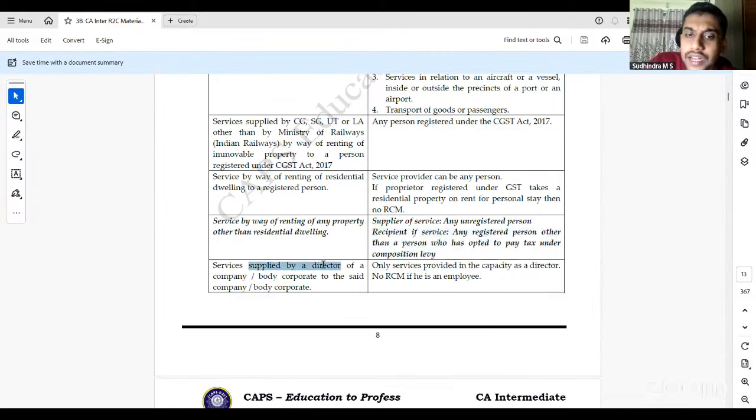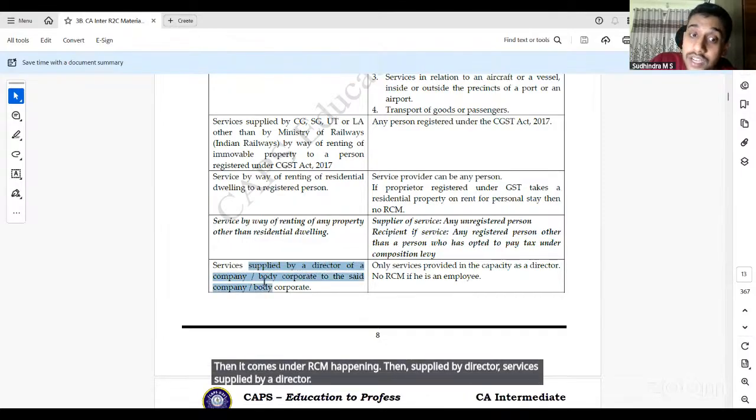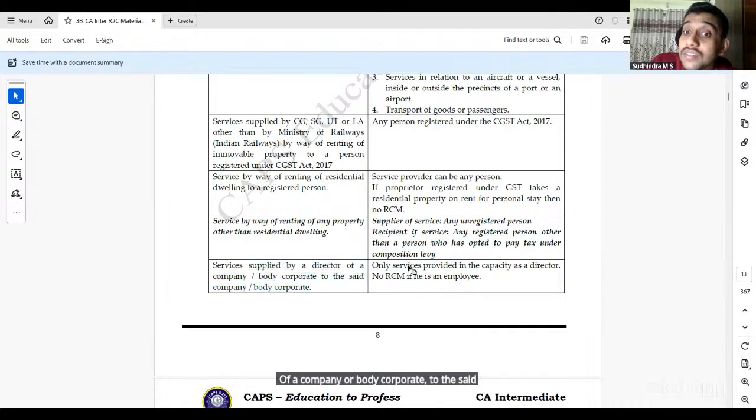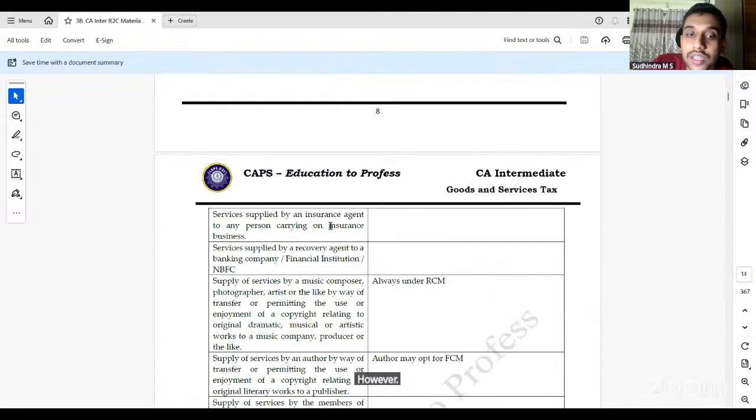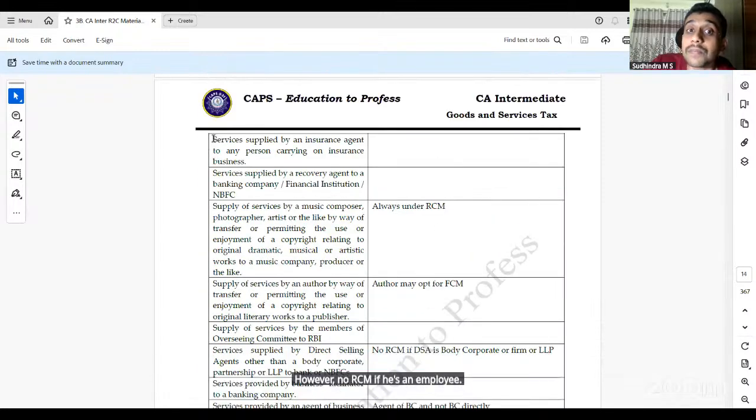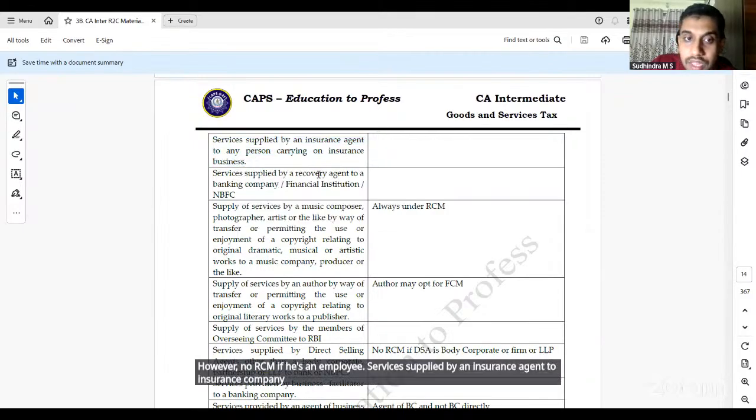Then, services supplied by a director of a company or body corporate to the said company or body corporate, only services provided in the capacity as a director. However, no RCM if he is an employee. Services supplied by an insurance agent to an insurance company, insurance business, RCM.